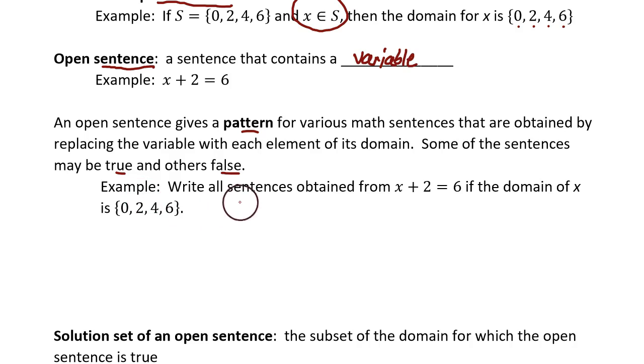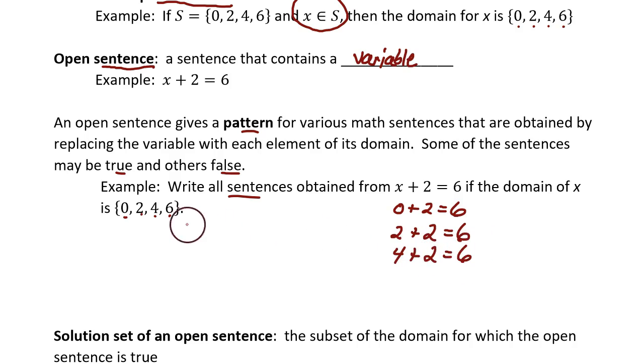Here's an example. Write all of the sentences obtained from this open sentence if the domain of X is this list of 4 elements. So let's take each one of those and substitute it where the variable is. First, 0 plus 2 equals 6. This is a sentence. Next, 2 plus 2 equals 6. Next, 4 plus 2 equals 6. And then the last number to put in is 6 plus 2 equals 6.